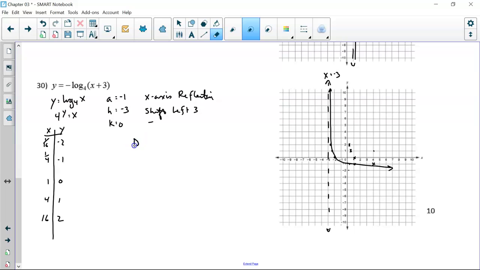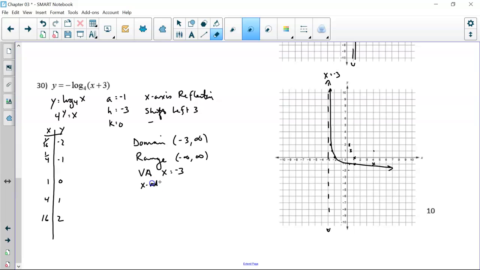So our domain is going to be from -3 with a parenthesis to infinity. Our range goes from -infinity to positive infinity. Our vertical asymptote is at x equals -3.